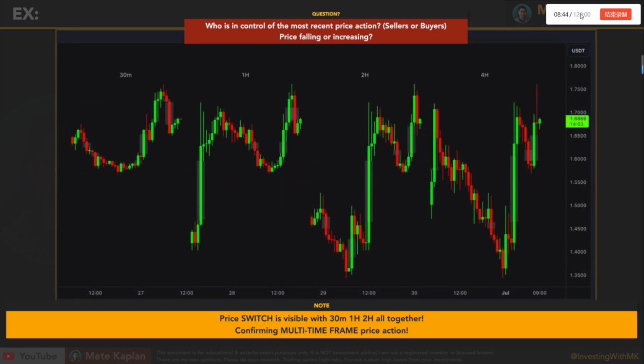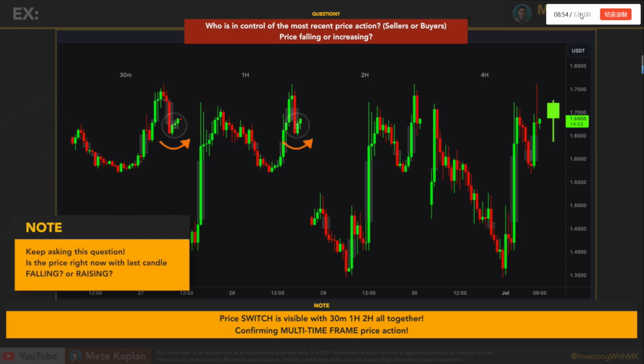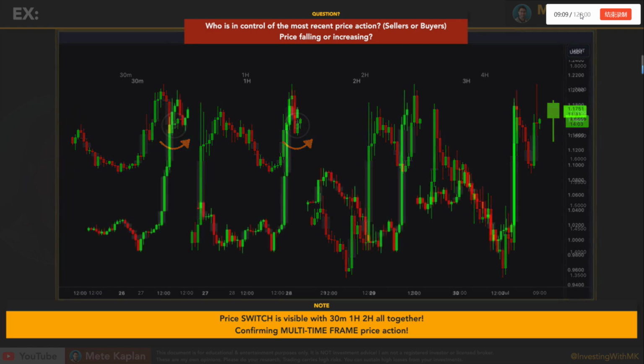Couple more examples. Notice the very sharp fall, then sellers losing power and price switching one more time. A single question. Is the price falling or rising right now, right at this moment? It is going up. And the example continues like this one.